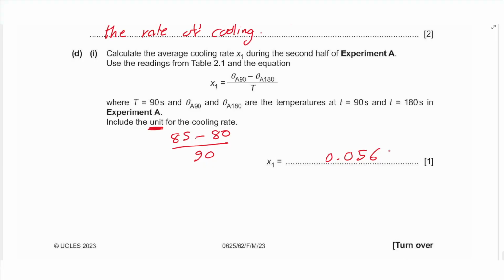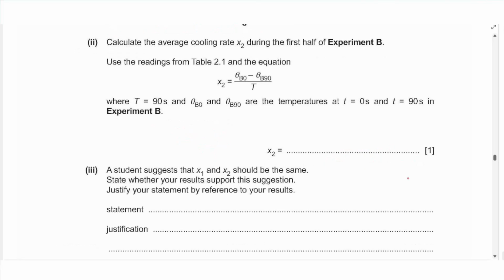We divided the temperature, which is in degrees Celsius, and time, which is in seconds, so it's degrees Celsius per second. The double I says calculate the average cooling rate x2 during the first half of experiment B using the readings from table 2.1 and the equation theta b 0 and theta b 90 over t. T is 90 still. Theta b 0 and theta b 90 are temperatures at 0 seconds and 90 seconds.